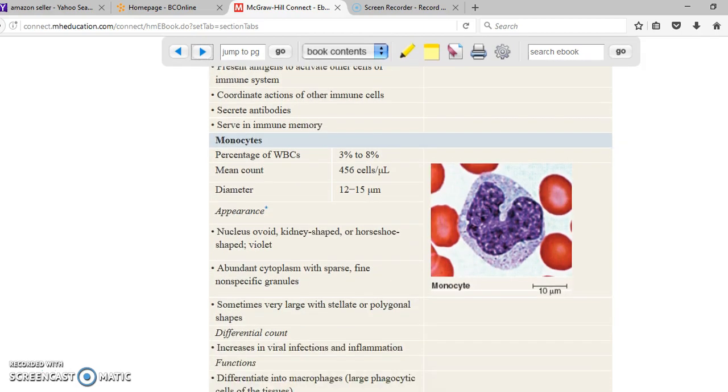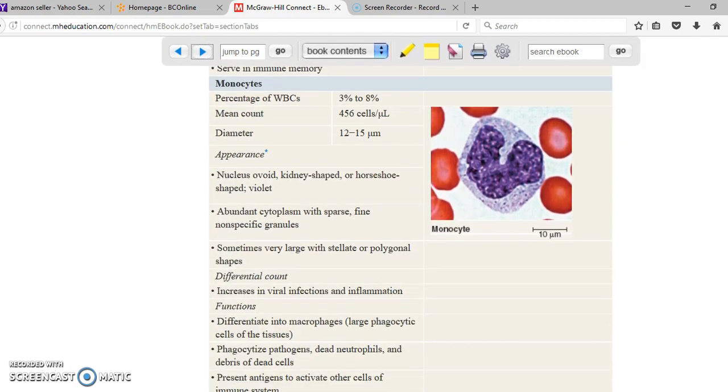The next one is going to be a monocyte. Monocytes are approximately 3 to 8% of the white blood cells that you find in a blood smear. One very important characteristic is that the monocyte, once it leaves the blood, will turn into a macrophage. The macrophage is a cell that is going to phagocytize foreign substances as well as foreign antigens that you may find in your tissues. So as you can see here, it says it differentiates into macrophages and phagocytizes pathogens that come from obviously outside your body.